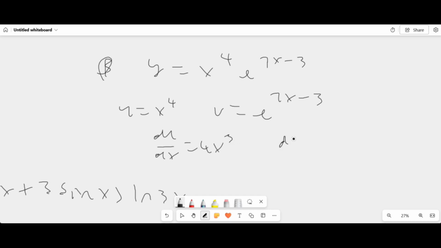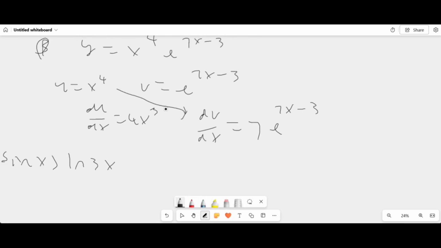This is differentiated. dv over dx is going to be, differentiate the inside, that's 7x minus 3, which is just 7, times e to the power 7x minus 3, which remains the same. Now times this by that, and that by this, so we get 7x to the power 4 e to the power 7x minus 3, plus this times this, which becomes 4x cubed e to the power 7x minus 3.